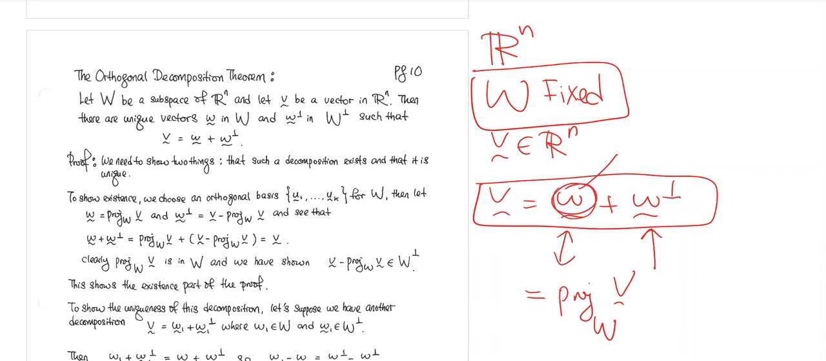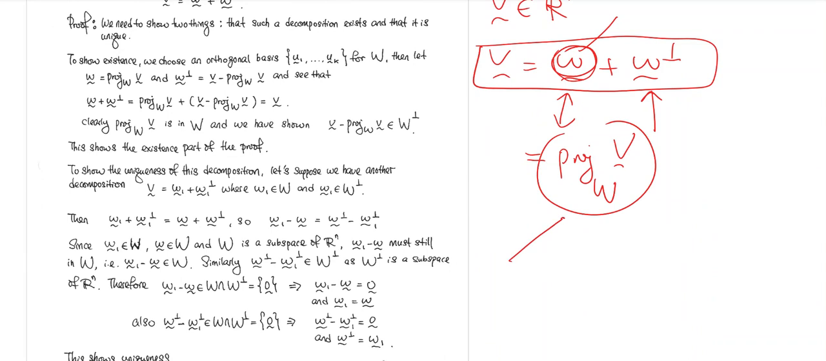First of all, how do you know that this is a vector that is in W? Well, that's the whole purpose of doing projection onto W. If you do projection onto W, this is obviously in W. So this part is clear. This is a vector in W.